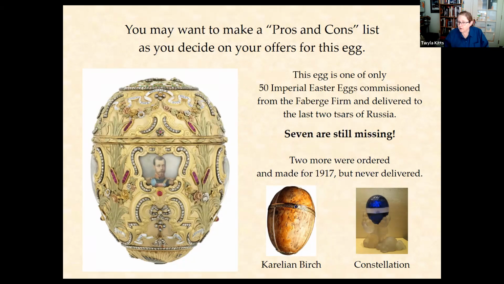2 more were ordered and made for 1917, but never delivered. But they're not worth as much because they were never delivered. So there's a big controversy among Fabergé enthusiasts as to whether they're legitimately imperial Easter eggs or not. And I think there's even a question about whether or not the Karelian birch is actually the real one. I think they pretty much proved that the constellation is one of those that were not delivered.